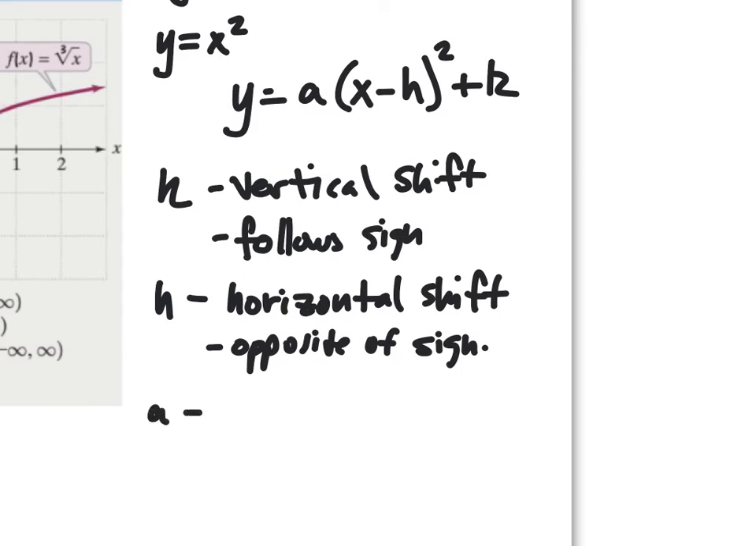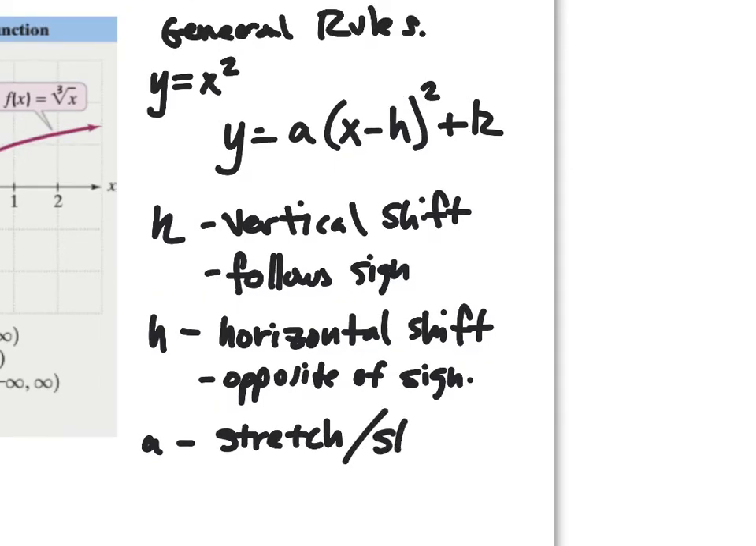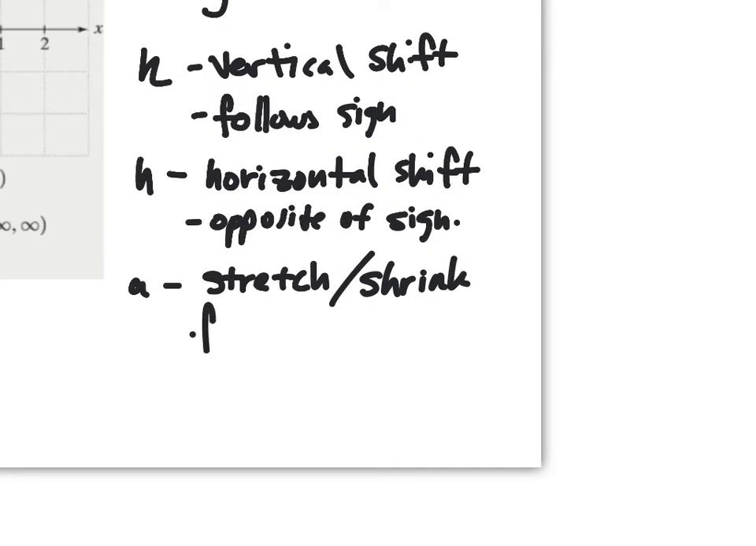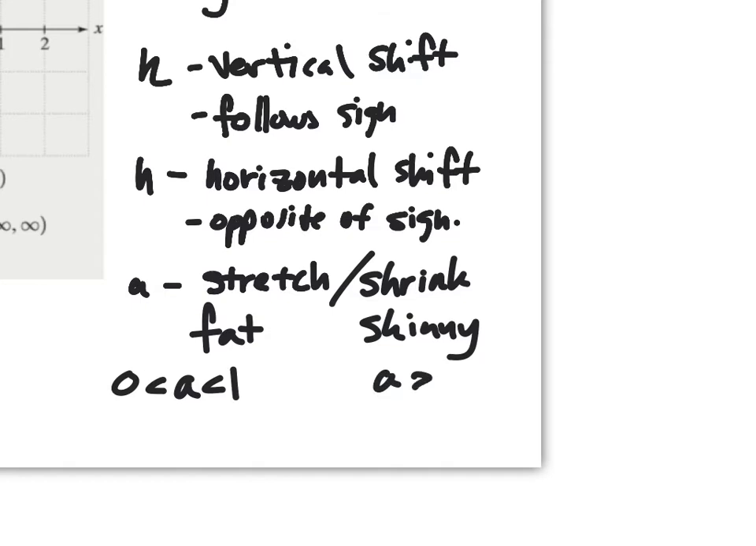a is your stretch or shrink. When you stretch it, that means you're going to get fat, and the graph is going to become wide. If you shrink, that means it's going to be skinny. The way I know to do that: if you're going to make it fat, the a value is going to be less than 1 but also greater than 0. If you're going to make it skinny, your a value is going to be larger than 1.